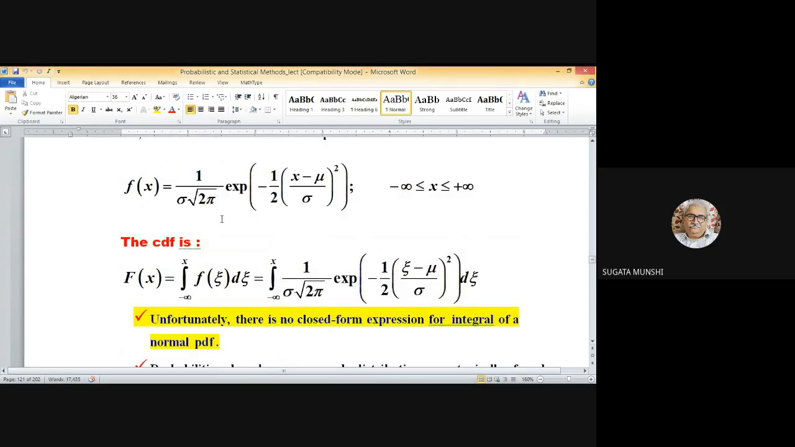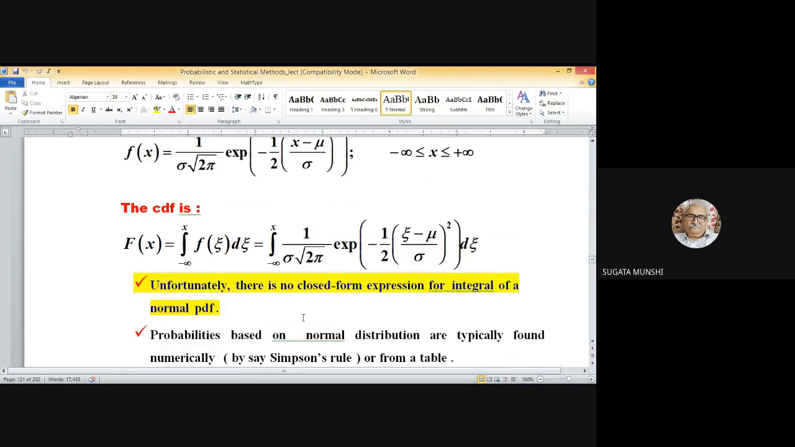Sigma is the standard deviation and mu is the expectation. From that, if you want to find out the cumulative distribution function, this is the expression. You have to integrate the density function over minus infinity to small x. So I have just substituted the density function here in this integral. That expression doesn't have any closed form expression for this integral. That means it is not possible to evaluate this integral analytically.